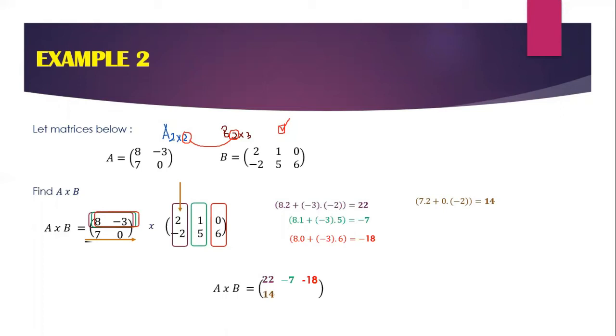Next, 7, 0 go to 1, 5 component. We got 7 × 1 + 0 × 5. We got 7.